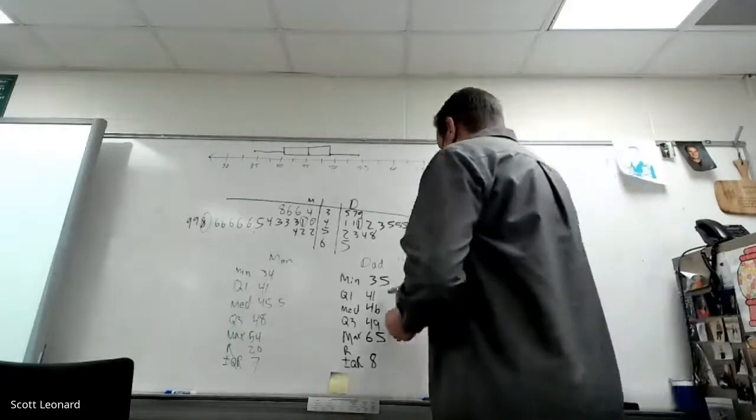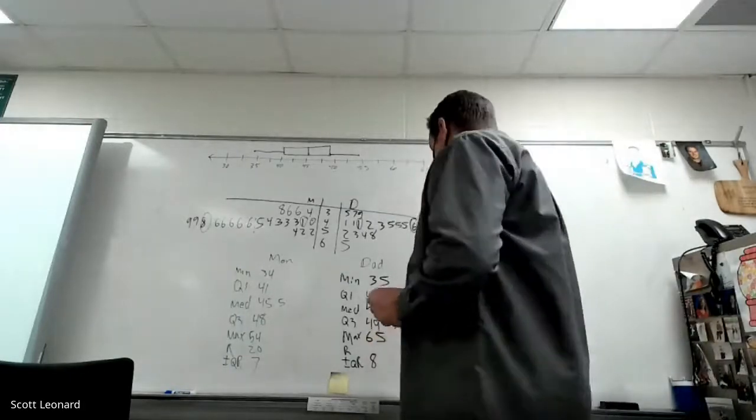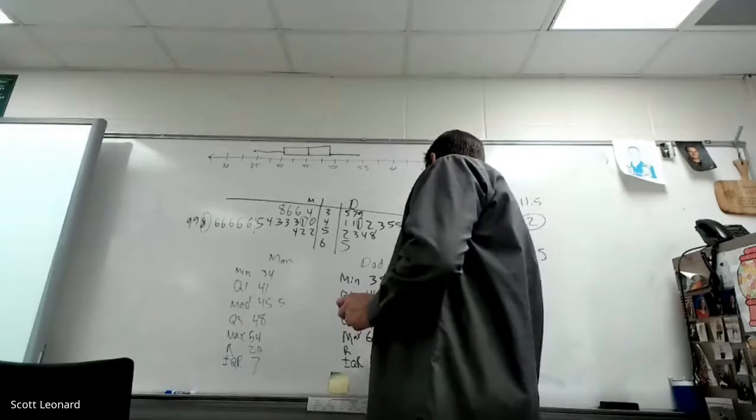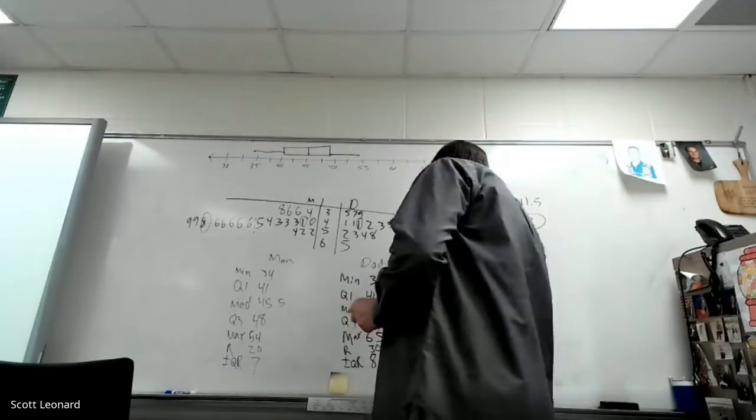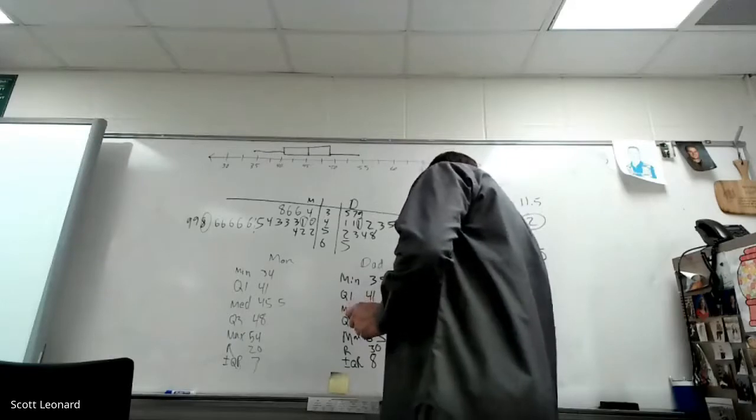Okay. Oh, I didn't do the regular range. Regular range should have been 30. Yeah. 65 minus 35. And this one is 49 minus 41.